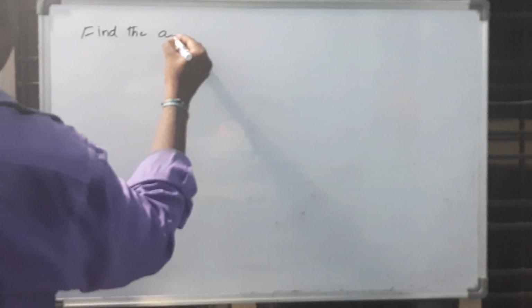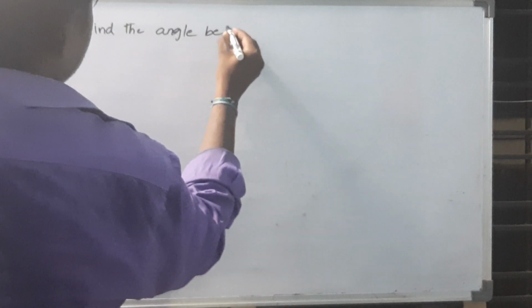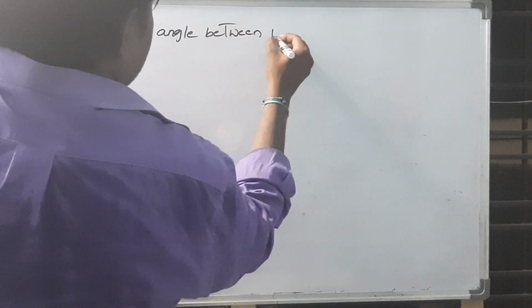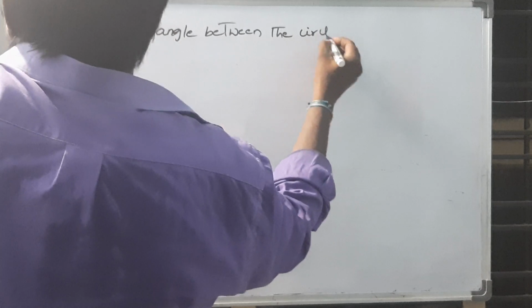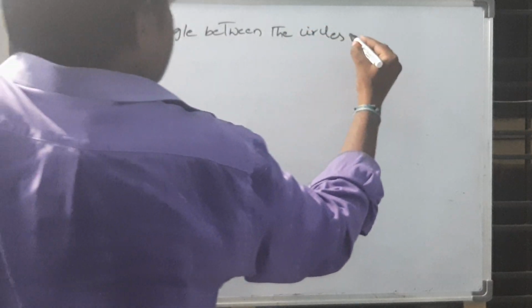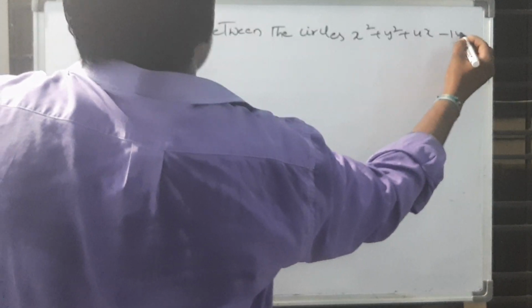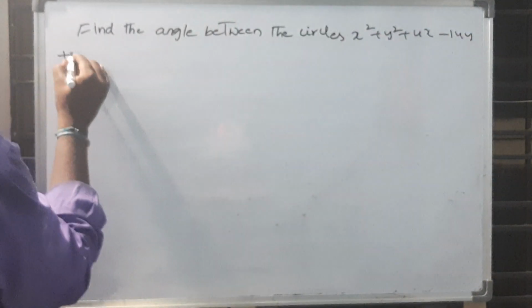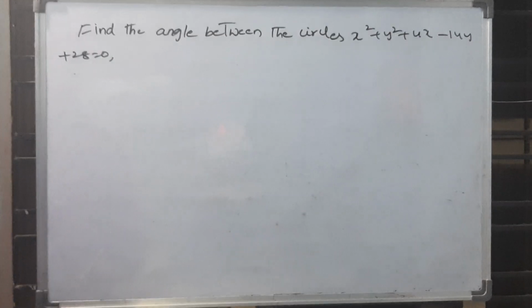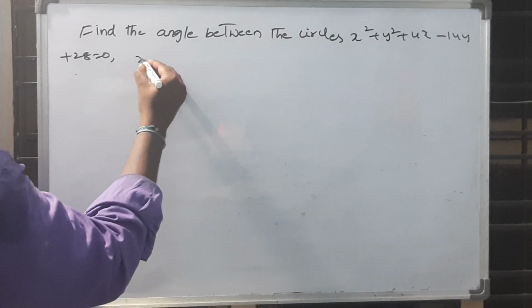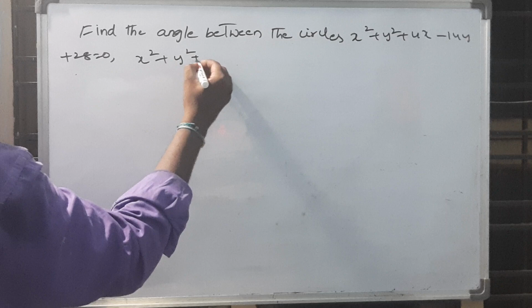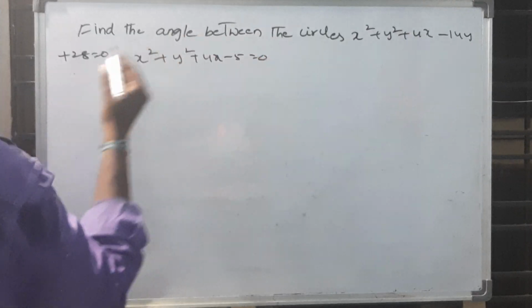Find the angle between the circles. x square plus y square plus 4x minus 14y plus 28 equal to 0 is the first circle. And the equation of the second circle is x square plus y square plus 4x minus 5 equal to 0.